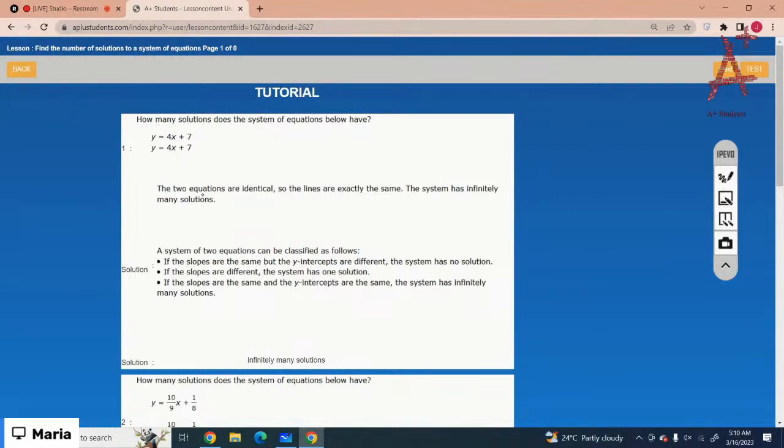Got it? So a system of two equations can be classified as follows. If the slopes are the same and the y-intercepts are different, the system has no solution. If the slopes are different, the system has one solution. If the slopes are the same and the y-intercepts are the same, the system has infinitely many solutions. For both equations the y-intercept is 7, so the slopes and y-intercepts are the same. That means the system has infinitely many solutions. Got it?